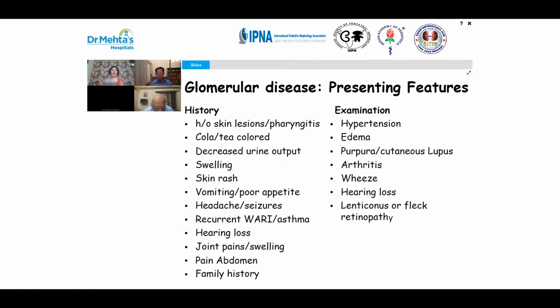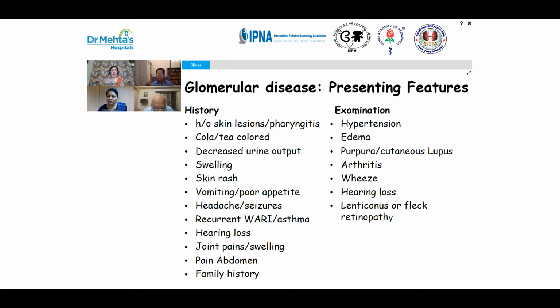So, history of skin lesions or pharyngitis in the last 2 to 4 weeks, even if mildly symptomatic, which the parents may have forgotten, so that history should be actively sought. History of noticing the color of urine, decreased urine output, swelling over the body. They are the characteristic features and will be noticed by parents. Any history of skin rash, as we know various diseases are characteristically associated with skin rash, like Henoch-Schönlein purpura, now known as IgA-associated vasculitis, or SLE, and many others.